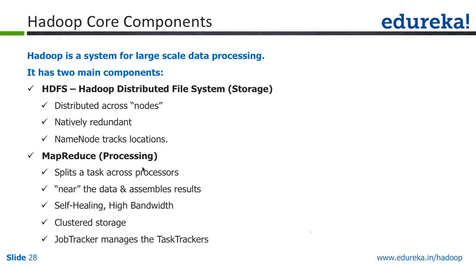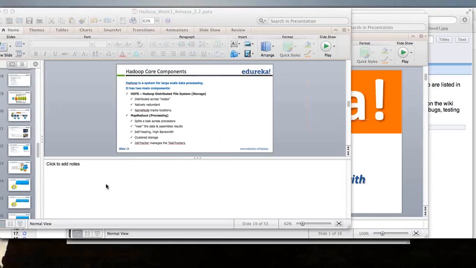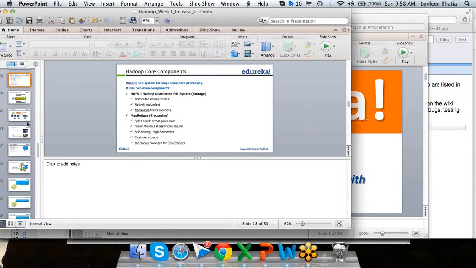MapReduce is a programming model. What MapReduce does is that to analyze your data, you can run your program instead of moving your data. Let me take an example before I make you understand what MapReduce is. Let me put a blank slide here. I'll give you an example.